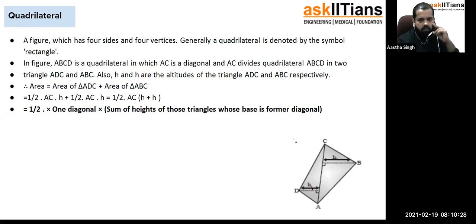So in ABCD, in which AC is the diagonal, AC will divide the quadrilateral ABCD into triangle ADC and triangle ABC.